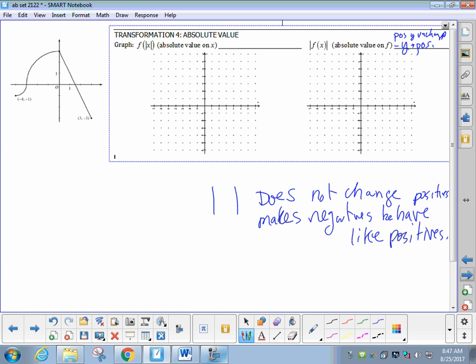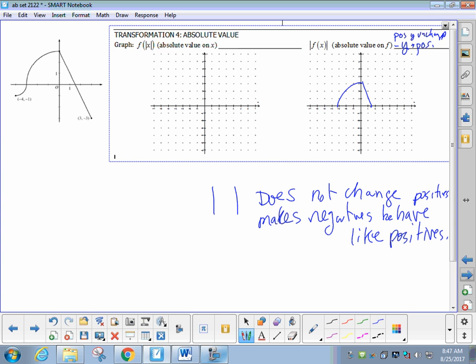So, with that said, look at this graph here. Where are the positive y's? They're the ones that are above the x-axis. What happens to them? Nothing. Yeah, it stays the same. So the quarter circle here, and the line there, no change. Absolute value of the positive is the exact same thing.